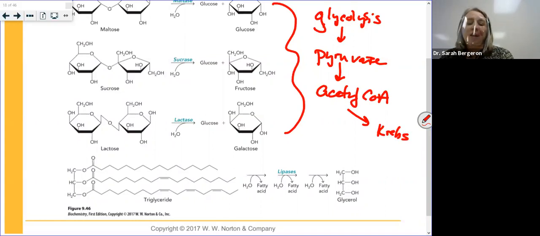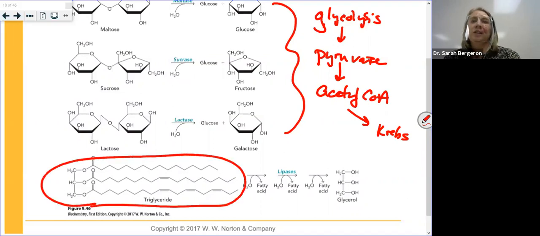Okay. So the other thing that can happen is that you can eat other things that aren't sugars, can't you? Right? And we can use them for energy. How does that work? Well, what if you eat a triglyceride? Many of us eat triglycerides, right? We go through some enzymatic reactions with lipases. And what do you make? Fatty acids.